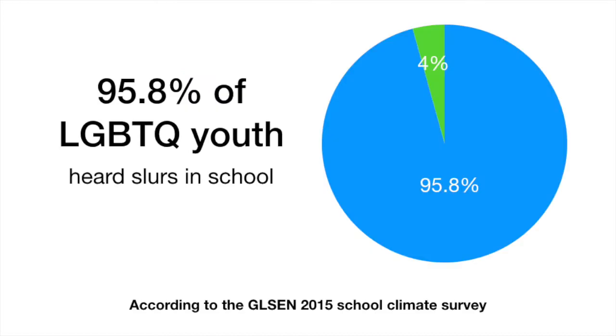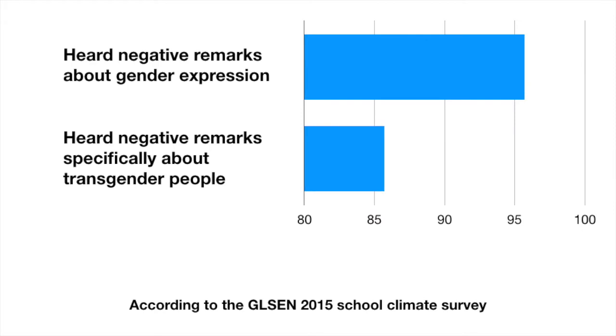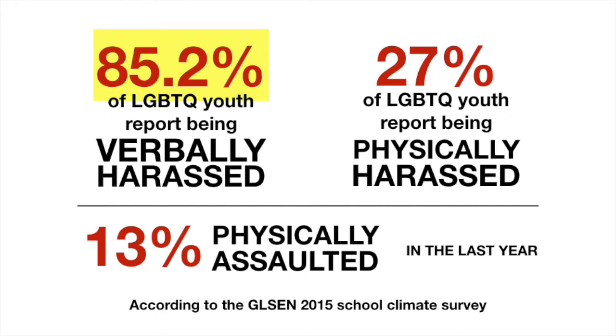95.8% of LGBTQ students heard anti-gay remarks like "faggot" or "dyke" at school. 95.7% of young people heard negative remarks about gender expression, and 85.7% heard negative remarks specifically about transgender people. 85.2% of LGBTQ students reported that they were verbally harassed, 27% reported that they were physically harassed, and 13% reported being physically assaulted at school in the past year because of their sexual orientation.